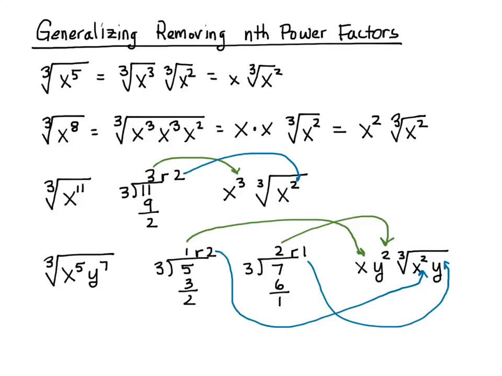So we only have to worry about using the absolute value sign when you have the index of an even number, right? Like if we had the 4th root, we'd have to worry about it, 6th root, and so on. But the 3rd, 5th, 7th roots, we don't have to worry about it, because those can be negative.